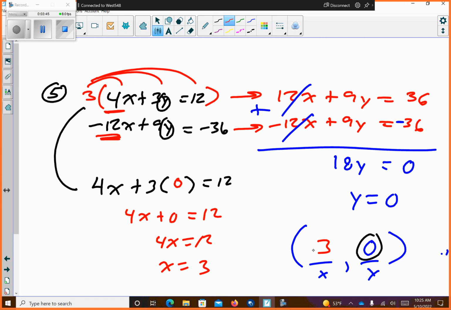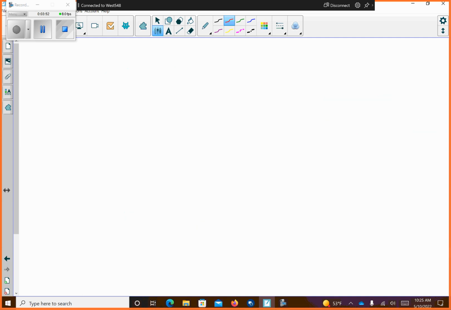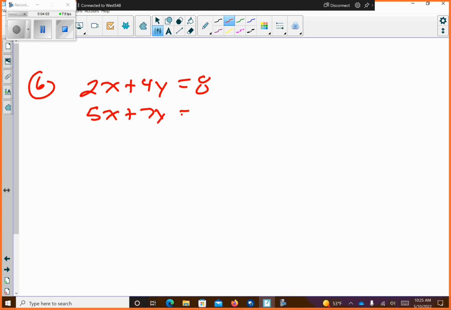All right. Any others you would like to take a look at from last night? Number 6, you got it. So number 6, we have 2x plus 4y equals 8, and 5x plus 7y equals negative 7. Now, this one we're going to have to multiply both the top and the bottom. But on the final, you won't see this. So let's pick to get rid of x.